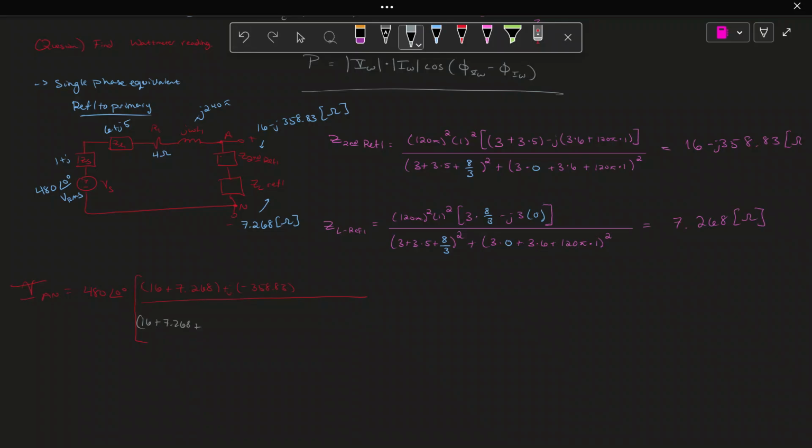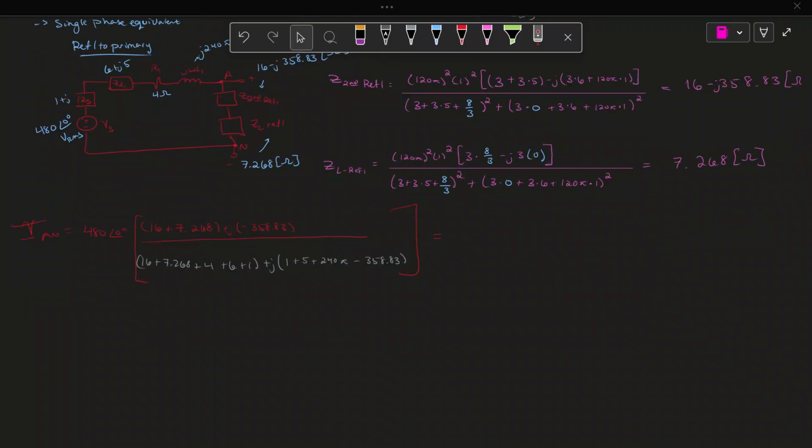We'll take all of our resistances, so plus 4 ohms, plus 6 ohms, plus 1 ohm, plus j, and we'll go 1 because of our source impedance, plus 5 from our line impedance, plus 240 pi from our j omega L1, plus, well, technically minus 358.83 from the secondary impedance reflected. So now what we do is we throw it into the calculator and we get a VAN. So I'll be right back again.